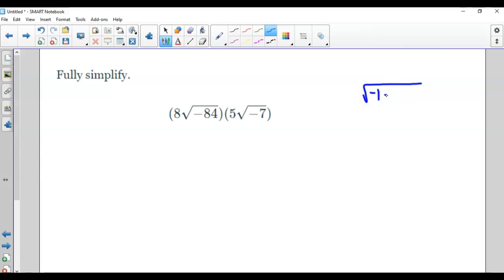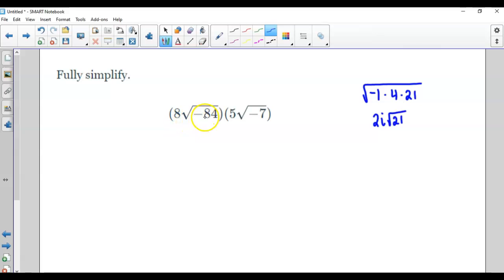And feel free to reach for your calculator here. 84 will definitely divide by 4. That would give us 21. Let's see if it will divide by 16. It does not divide by 16. So let's do 4 times 21. And so that would give us the square root of negative 1 is i, the square root of 4 is 2, and the 21 has to stay underneath the square root.